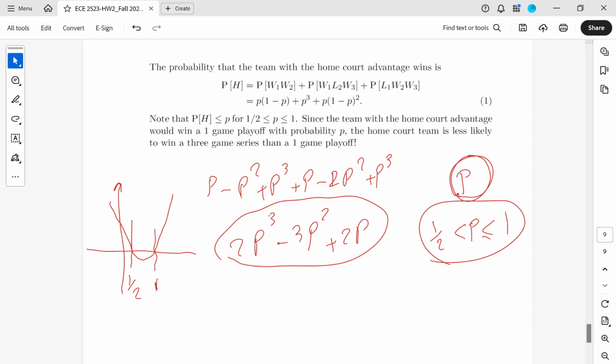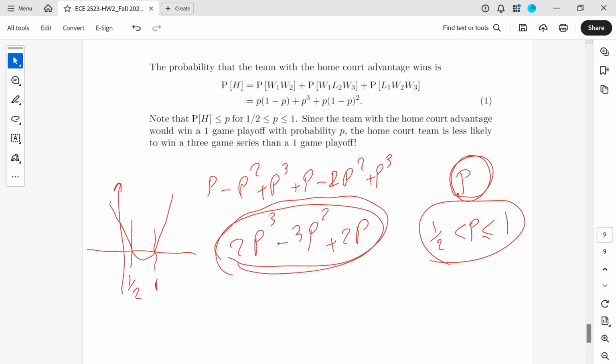Another way is to put actual numbers. P is a number between half and 1. You could put 0.6 as a p and see which one is bigger, and try 0.7 as a p and see which one is bigger. If you do that, you would find that having a 3 game series actually decreases the chance of winning for the home advantage team. So 1 game would have a better chance than 3 games.